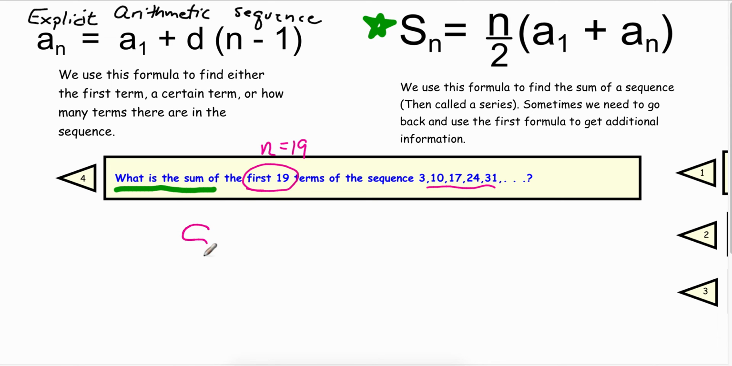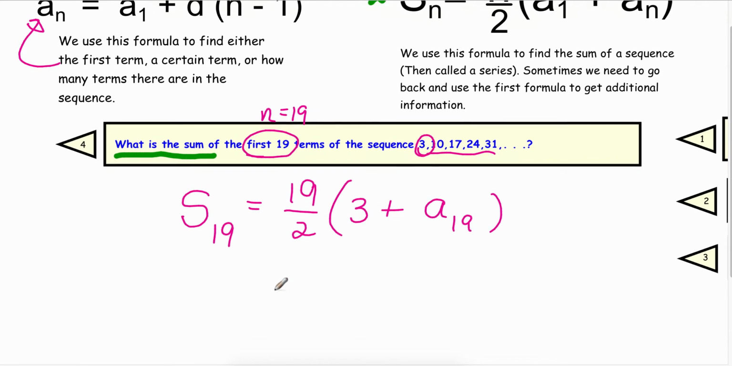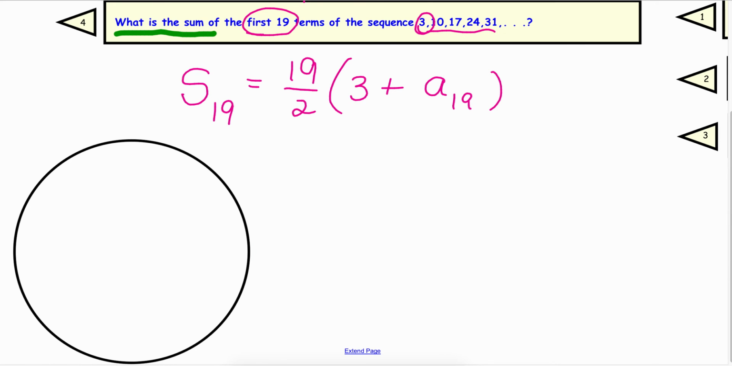So the sum of the first 19 terms is found by pairing off those 19 terms. And obviously you can't pair off 19, it's an odd number. So we take the first term and add it to the, well, I don't know what the 19th term is. Well, that's where you have to come back here and use this formula. So we're going to take a little sidetrack. So here we are off on our little sidetrack.